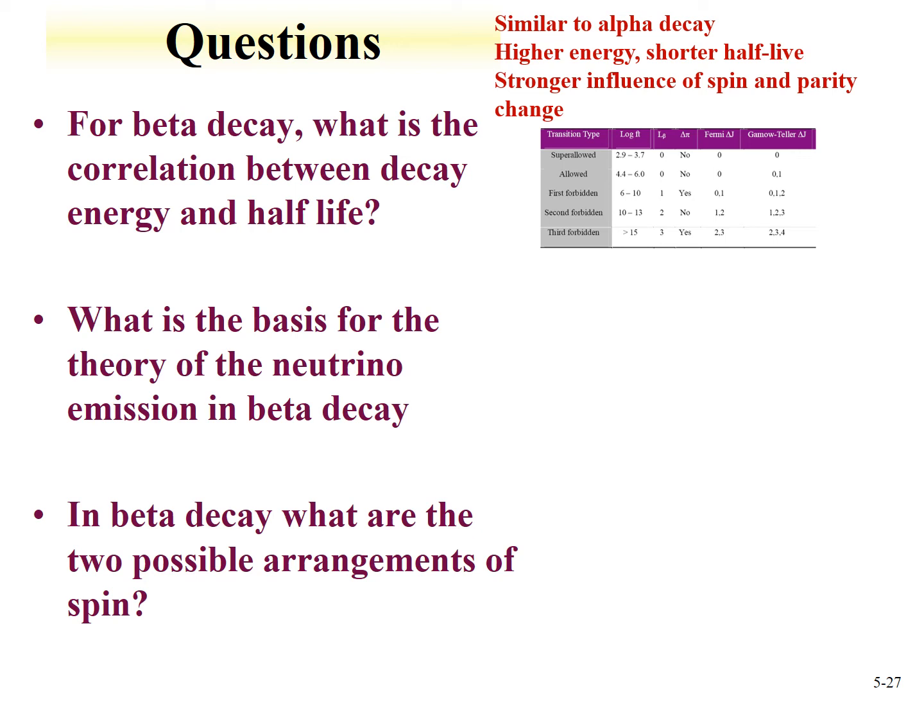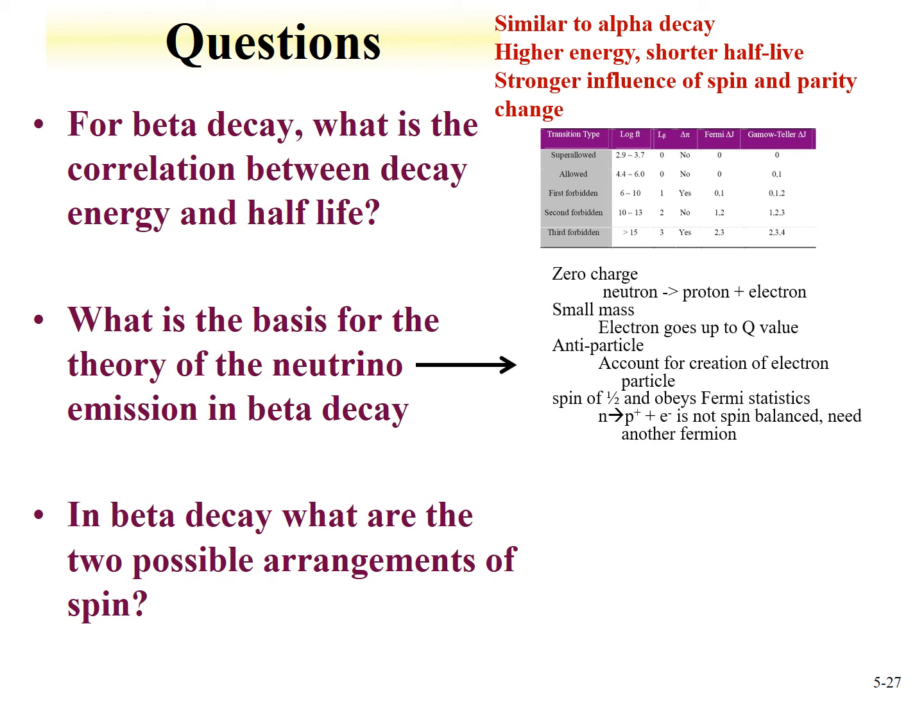What is the basis for the theory of the neutrino emission in beta decay? So this was developed by Enrico Fermi. There are 4 properties of the neutrino that account for beta decay. One is that the neutrino should have no charge. For instance, if we have a neutron going to a proton and an electron, this is charge balanced. The particle that's produced, the neutrino, the little neutral particle, should have no charge.